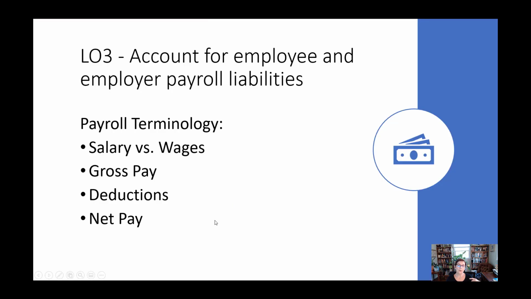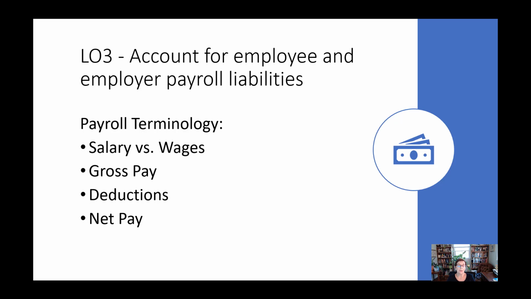All right, so next thing we're going to talk about is employee and employer payroll liabilities. Now, if you have ever held a job, and even if you haven't, you're probably familiar with some of these terms. So a salary versus wages. Salary means that you're paid an annual amount, and often it doesn't matter how many hours you work, you still get the same salary. So if you work 40 hours in a week or 50 hours, you still get the same salary. Wages tend to be hourly.